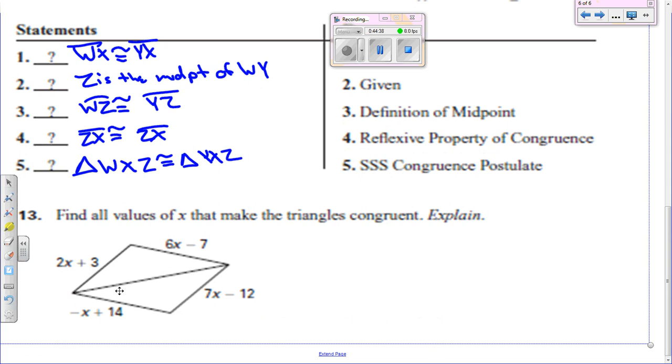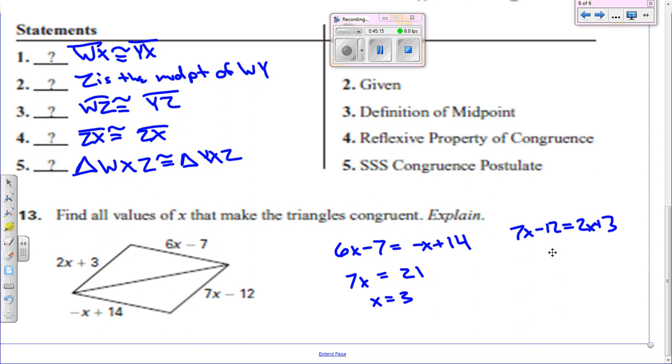Find all the values that make the triangles congruent. Let's see. So I can have this equal to this. So let's set that equal first. 6x minus 7 equals negative x plus 14. Now you just solve it. Gives you 7x equals 21. So x equals 3. That's one possibility. Another possibility would be 7x minus 12 equals 2x plus 3. Subtract 2x over, gives you 5x, add the 12 over, gives you 15, x equals 3.